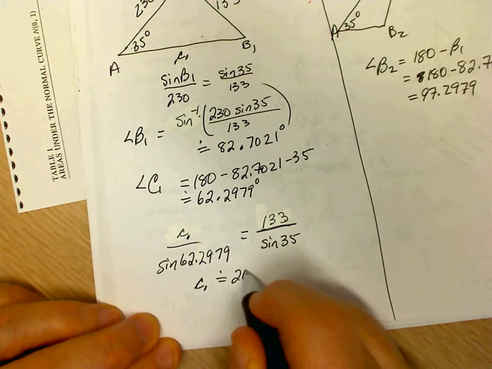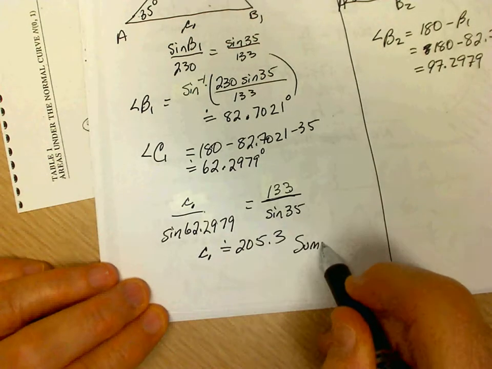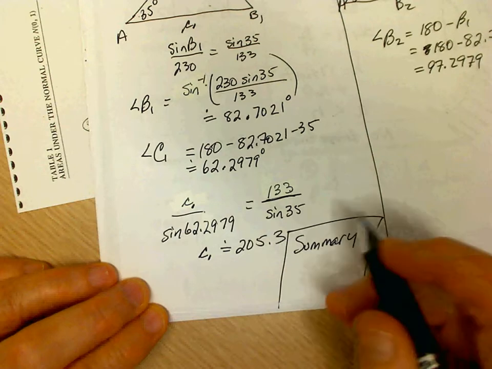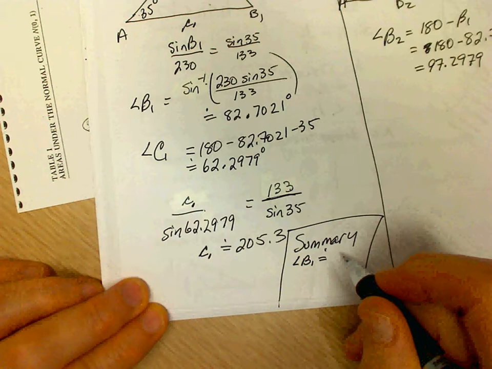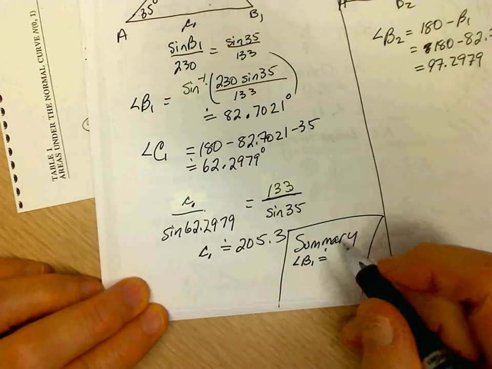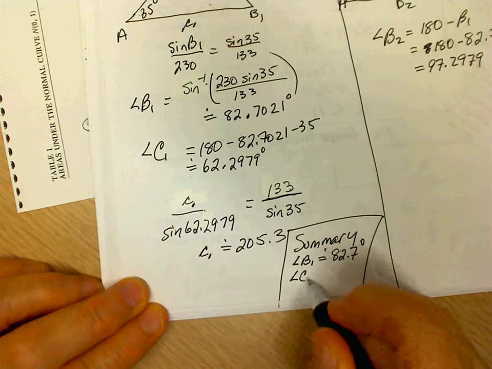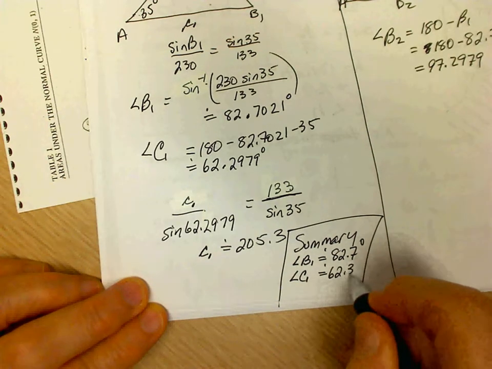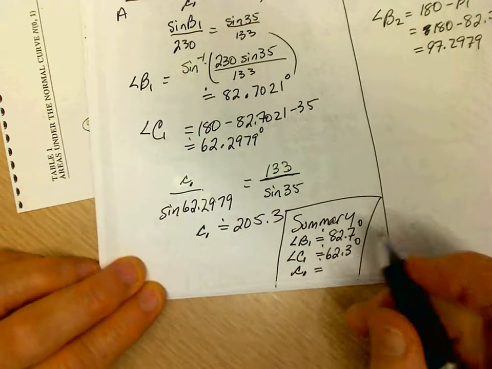So let's write our summary for triangle number 1. Angle B1 is approximately 82.7. Angle C1 is approximately 62.3. And little c1 is approximately 205.3.